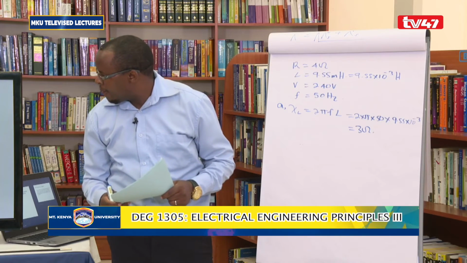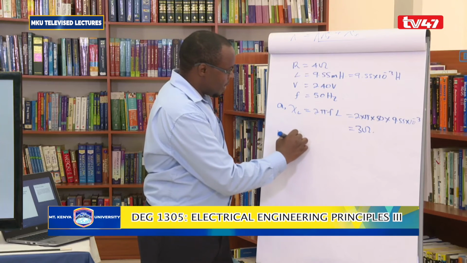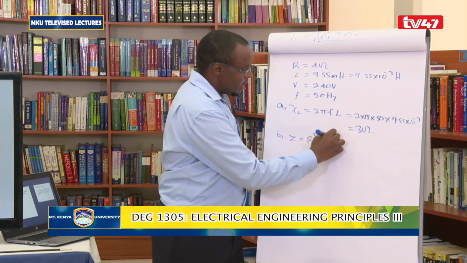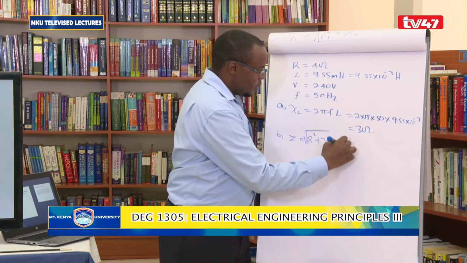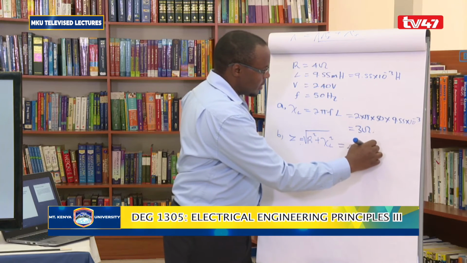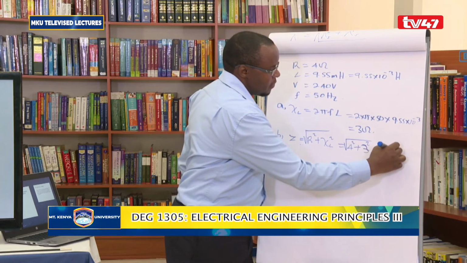Then part B, the impedance. The impedance is abbreviated by Z. It is given by the square root of R squared plus XL squared, which is the square root of 4 squared plus the reactance 3 squared, and that gives you 5 ohms.